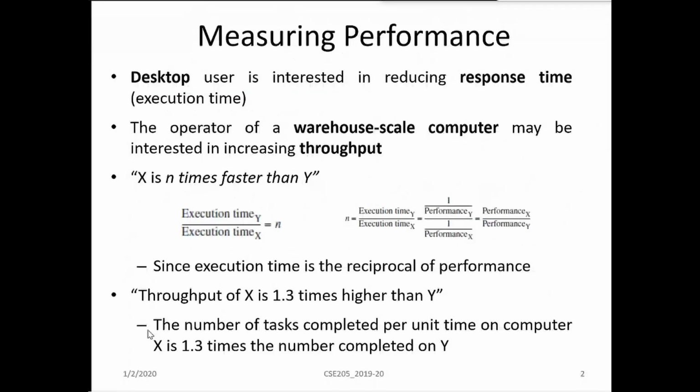So this is with respect to the performance. When you go with performance, it is all about the execution time. Again, it depends. When it is a desktop, it is execution time. When it is a warehouse scale computer, it is going to be the throughput. When you want to compare the execution time between two processors, it may be the execution time of X by the execution time of Y. And performance is the reciprocal of the execution time, so you may get the performance from these things.